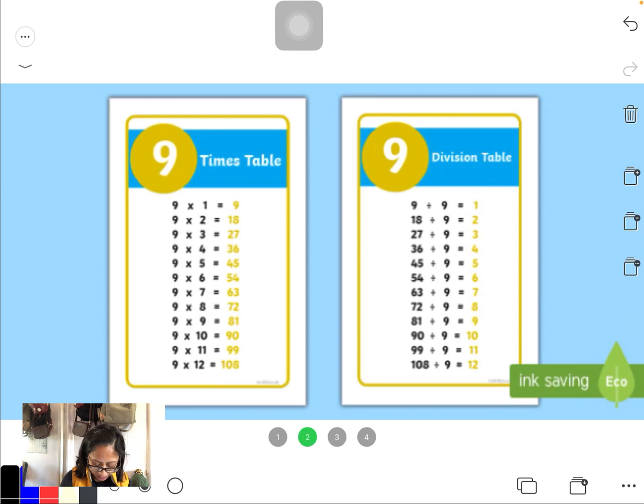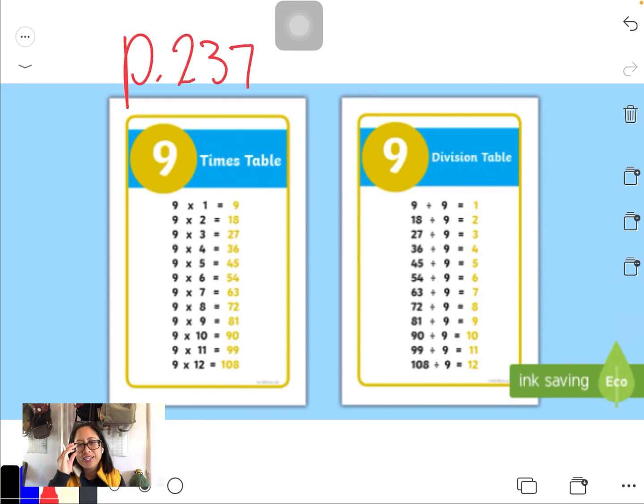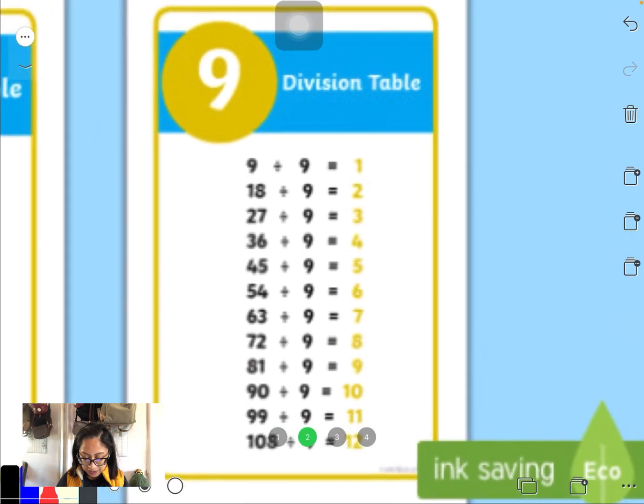I'll write it down. Whoops. Page 237 in your math books. And as you see here, I have 9's times tables and a 9's divisions tables because you are going to say the 9 divisions tables to me on Friday. So please be sure that you study this.